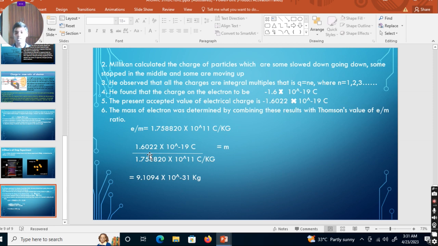Through this, Thomson determined the e by m value, but Millikan calculated the charge as well as the mass of the electron by Millikan's oil drop experiment.